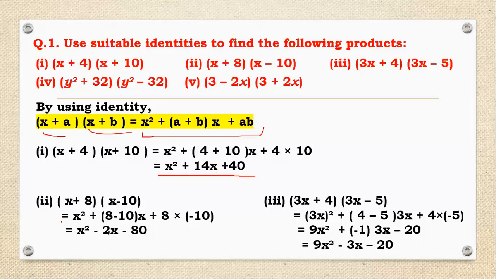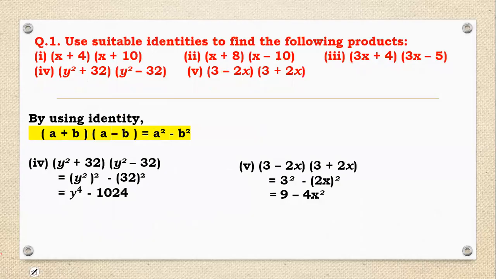Similarly, we have done part 2 and part 3 based on this identity, having the terms set according to the RHS side of this identity, and we have solved part 2 and part 3. Now next we have part 4 of this question, that is (y square plus 32)(y square minus 32). So we can see that this resembles the identity (a + b)(a - b), where we have a square minus b square when we solve it. So we have just set the terms according to this identity, a square minus b square. You can see here a is y square and b is 32.